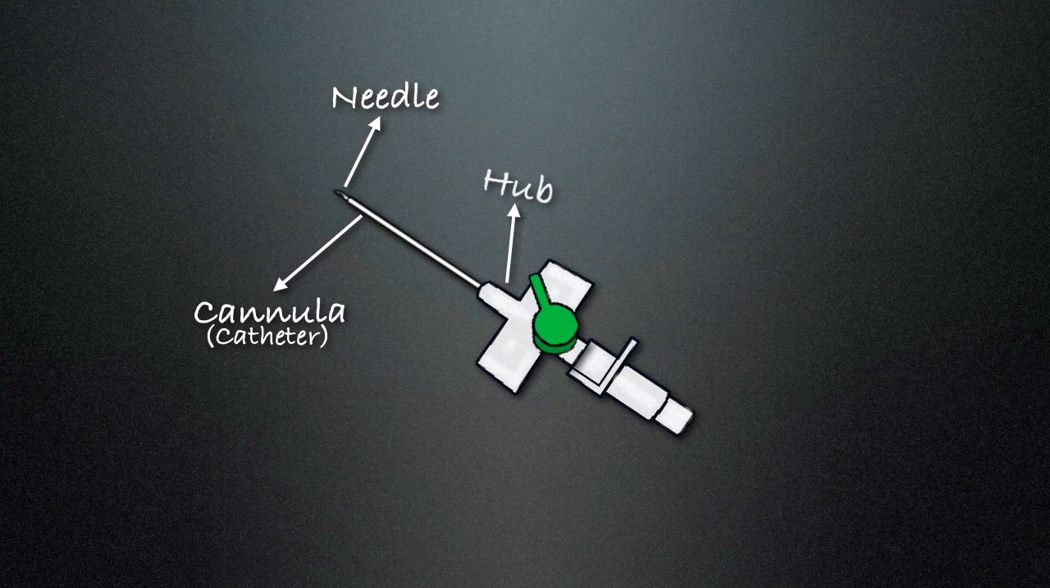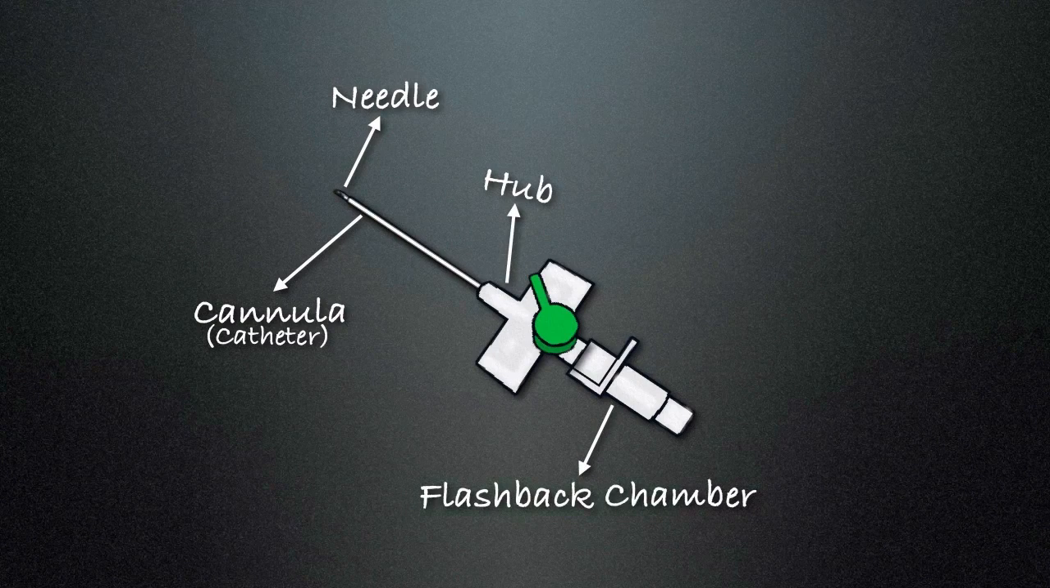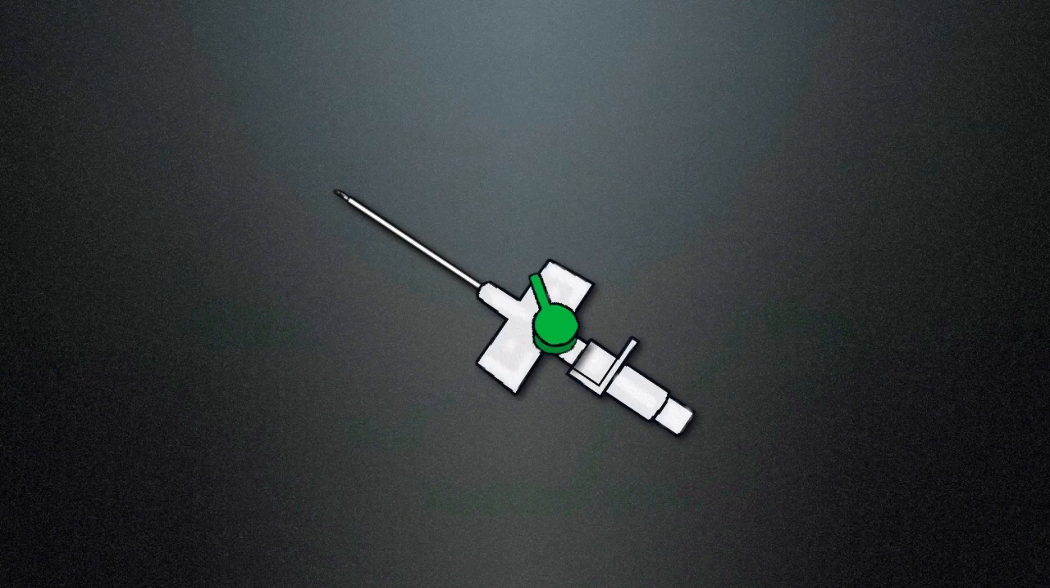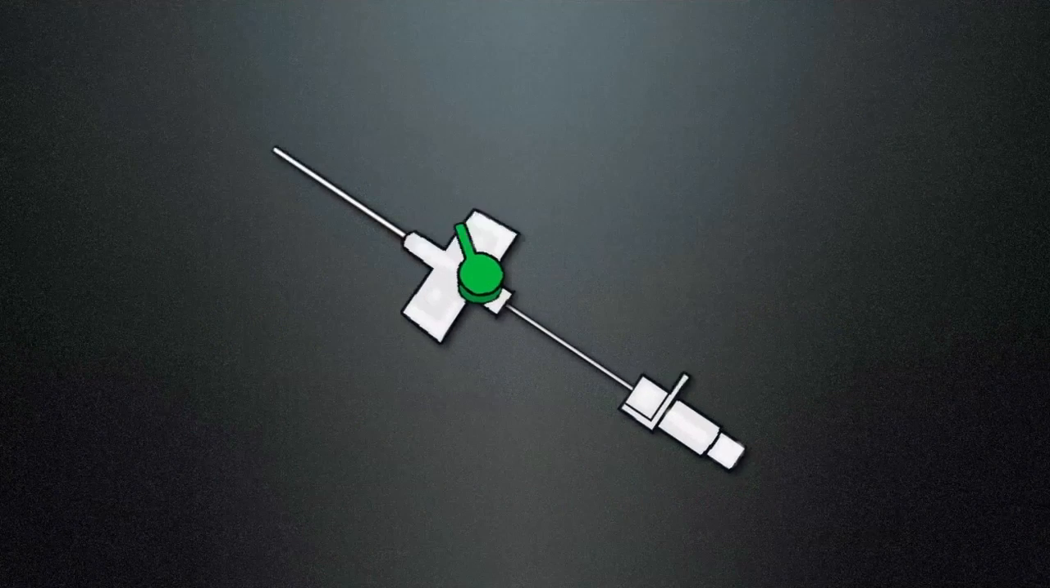Then you have the hub of the cannula, a flashback chamber, and, depending on the style of cannula you work with, you may have a cap or plug at the end. Some cannulas have a port on top, which can be used to flush it or to give a medication directly into the bloodstream. Others do not have this, and the injection port on the IV tubing would be used.